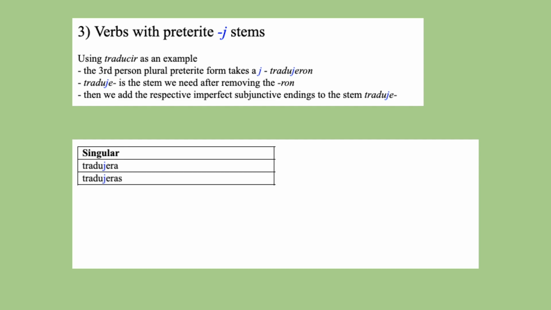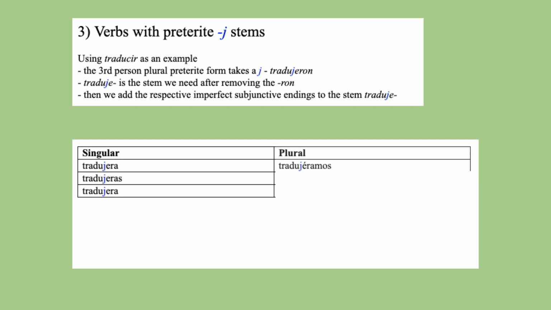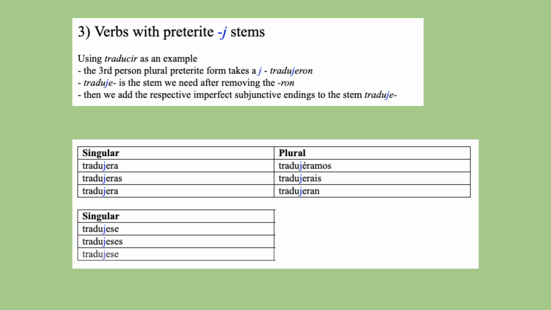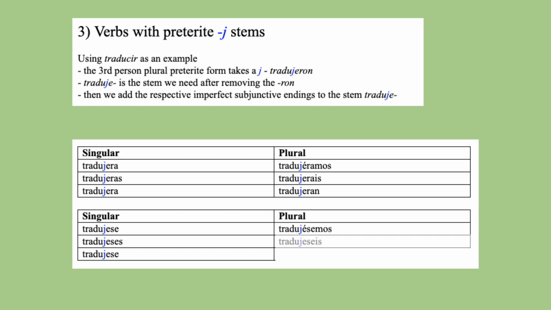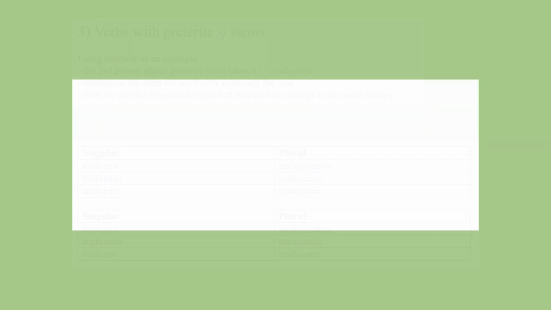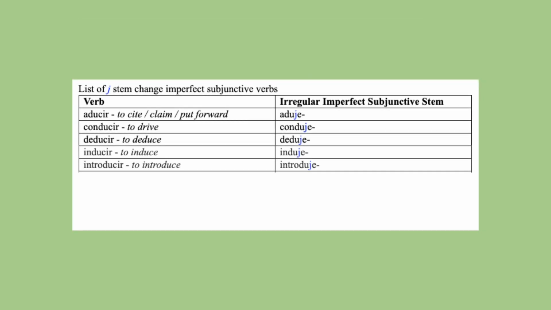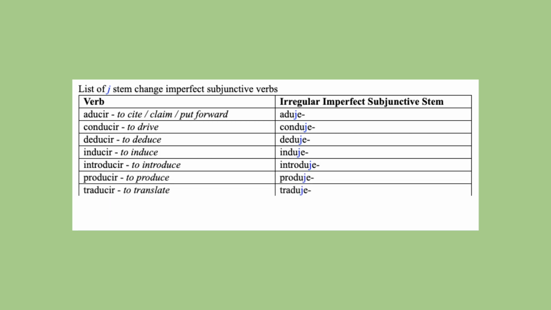Tradujera, tradujeras, tradujera, tradujéramos, tradujerais, tradujeran. Tradujese, tradujeses, tradujese, tradujésemos, tradujeseis, tradujesen. These are the imperfect subjunctive stems for those verbs which take a J in their preterite forms.